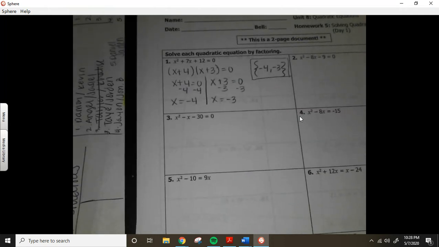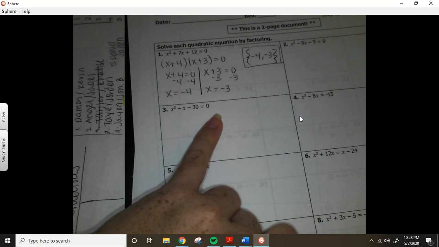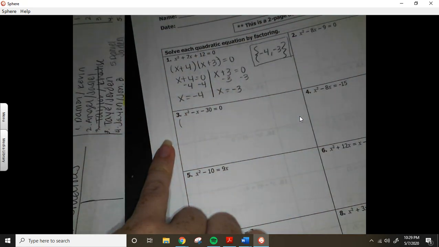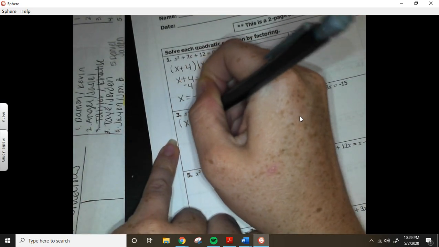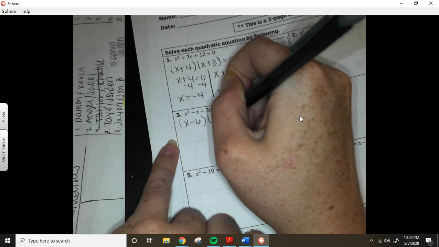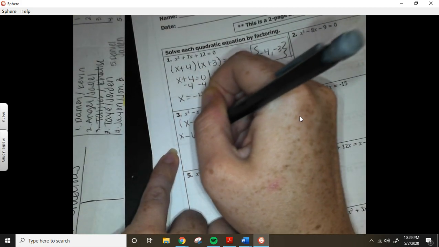A little tangent. Okay, so number 3, we need to make sure that it is set equal to 0, and it is, and we're going to factor. So we need something that multiplies to give us negative 30 but adds to be negative 1. That's easy. x minus 6 times x plus 5. Now we're going to separate them and set them each equal to 0.